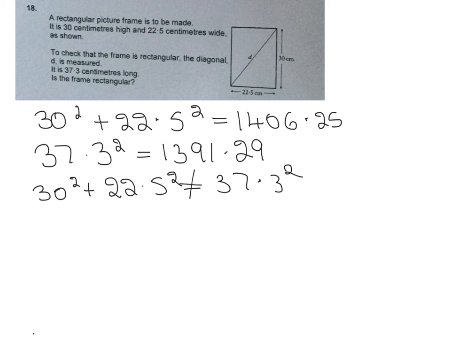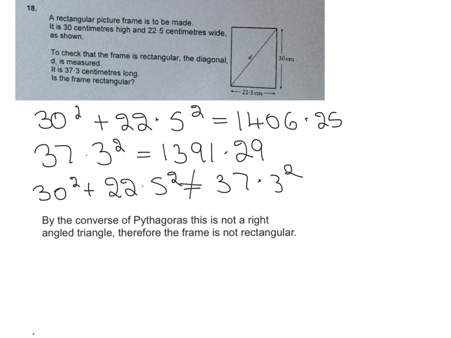Next, you've got to get the wording really accurate for this. So this is how it should go. By the converse of Pythagoras, this is not a right angled triangle, therefore the frame is not rectangular. You have to answer what you've been asked.